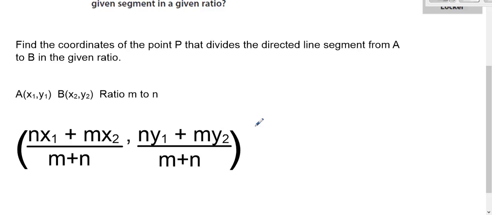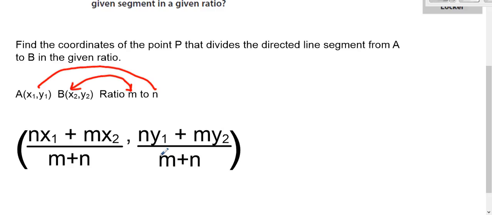There is this formula. You could just use this formula. It's no big deal. But within this formula, it's telling you that you need to multiply M, which is the first number in the ratio, to the second point. So that's why you're always going to see an M with x2 and y2. And you're also going to have the N with point A. That's why you see an N in front of x1 and an N in front of y1.